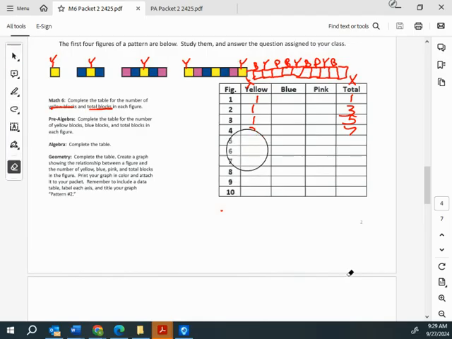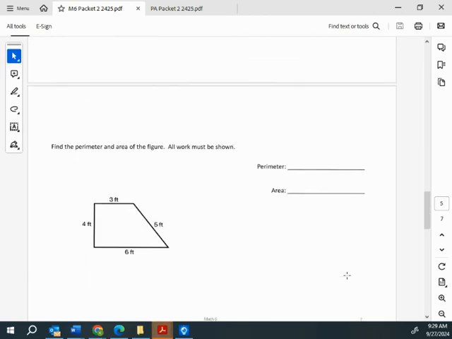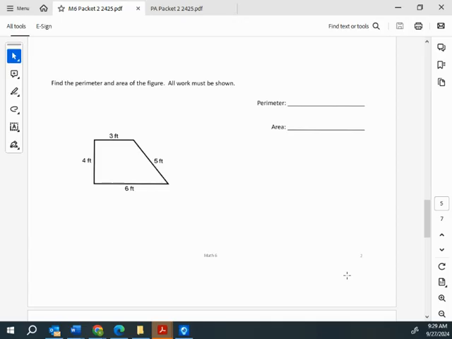All right, next page. Find the perimeter and area of the figure. All work must be shown. We can't just do mental math with it. We have to show what work we're doing. How do we find the perimeter of a figure? James?